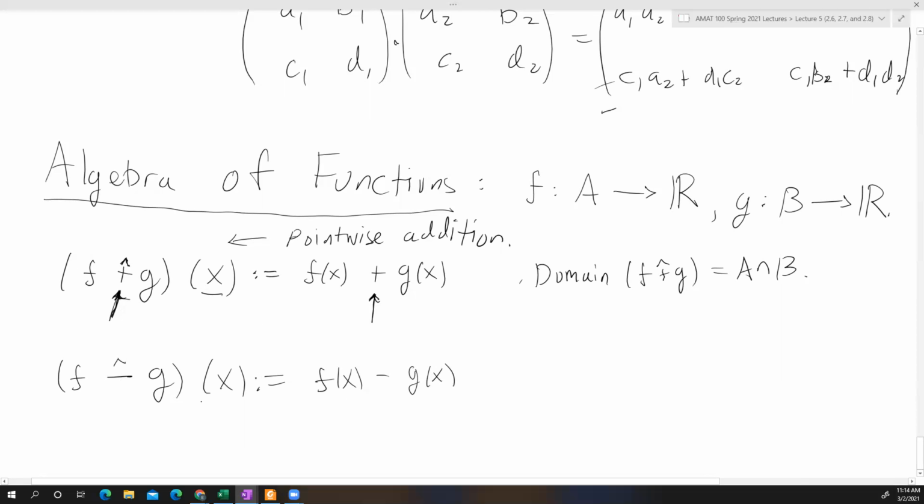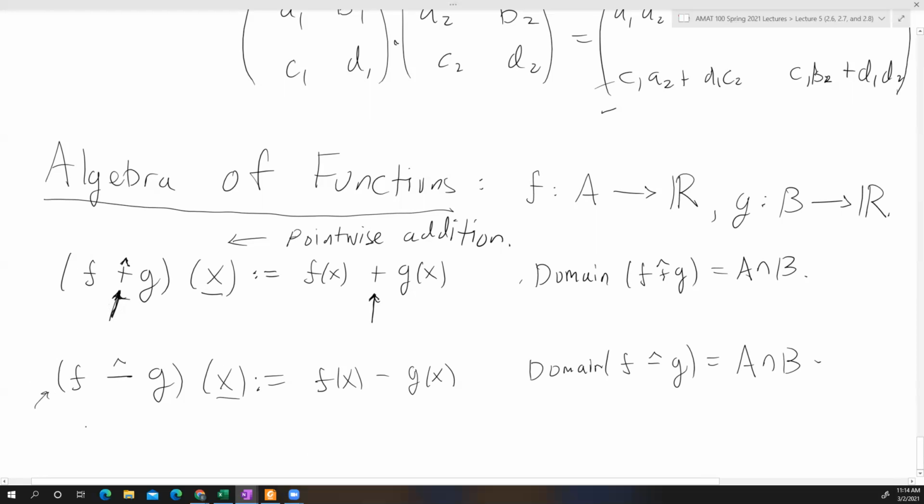To do that, I have to specify a rule for this function. The rule is that you take an input x, plug it in f, plug it in g, and then subtract g of x from f of x. That's the rule. And again, the domain in this case will be the same as the domain above. As you can see, this definition right here is redundant, because the first definition kind of includes this second definition.